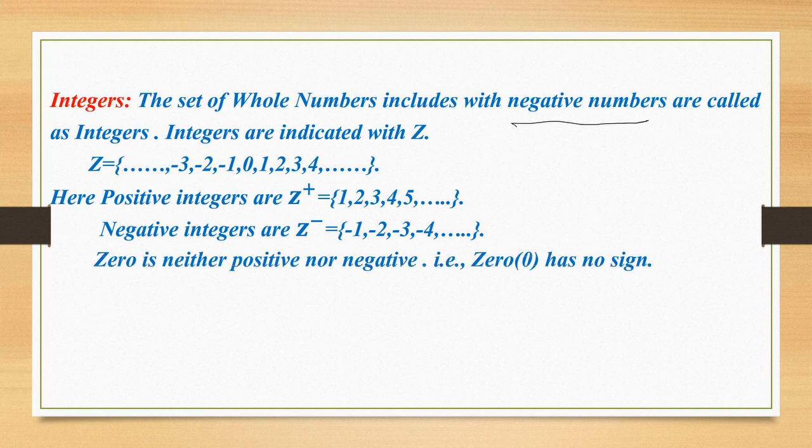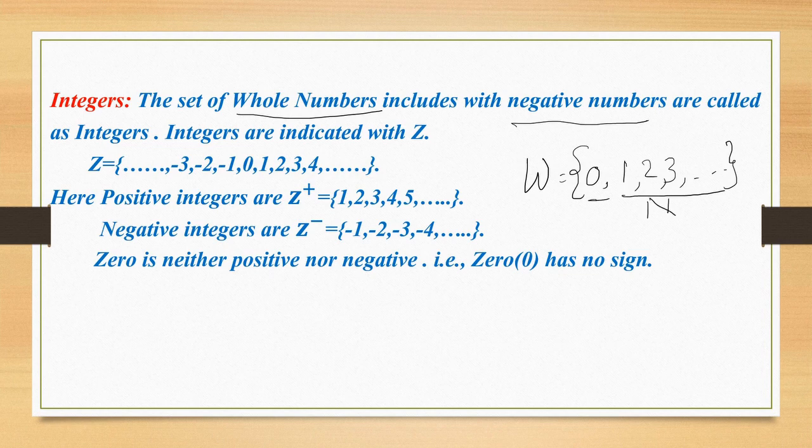In the previous video we discussed the topic of whole numbers. What is meant by whole numbers? The set of natural numbers included with 0 is called the whole numbers. The whole number set is denoted by the capital letter W, and W is equal to 0, 1, 2, 3, and so on. That means 1, 2, 3, and so on are called the natural numbers, denoted by capital N, and when capital N is included with 0, we get the set of whole numbers.